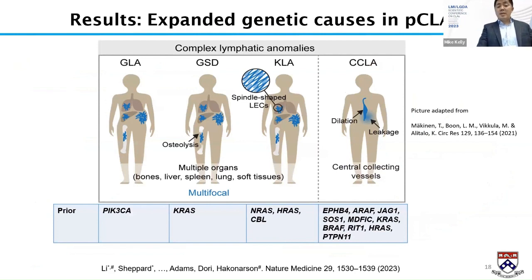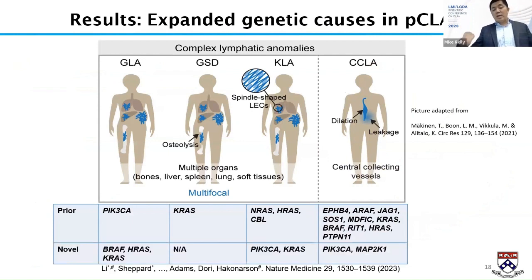So for the complex lymphatic anomaly, there have been few genes reported in each category, as Dr. Wickham showed. But here, with our assay and the panel and the cell-free DNA utility, we significantly expand the genetic landscape for the primary complex lymphatic anomaly. As you can see here, we identify some other known variants in the known genes. For example, in the GLA, we identify BRAF, HRAS, and the KRAS variants, et cetera.